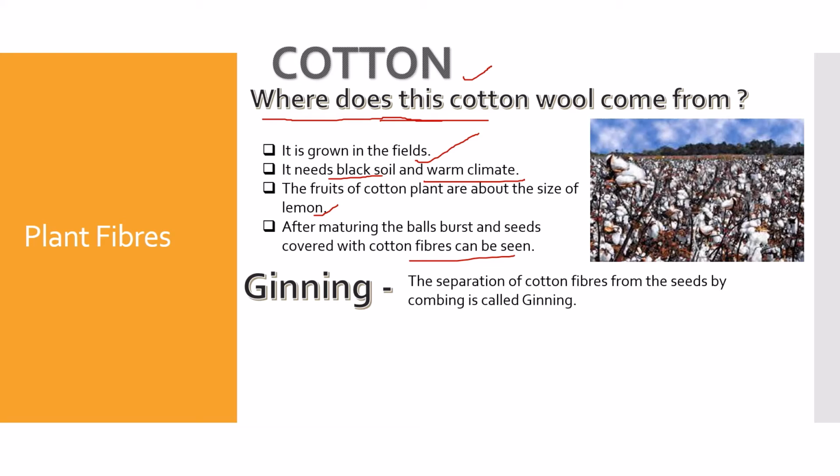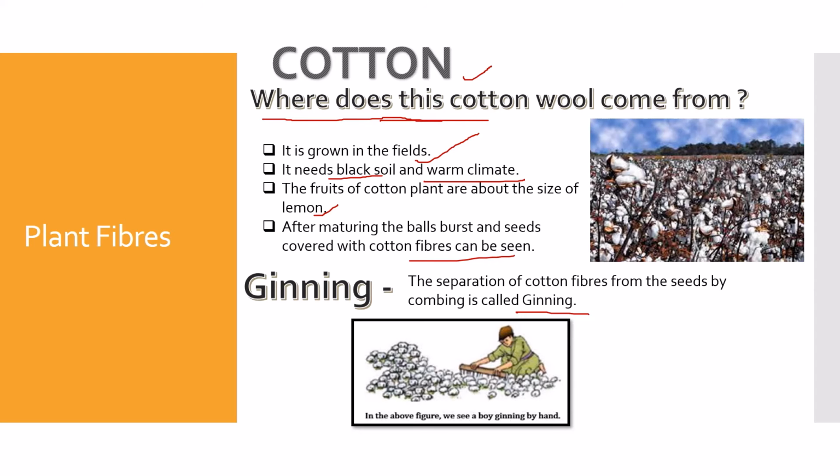From these balls, cotton is usually picked by hand, but the fibers are then separated from the seeds. ये cotton को हम seed से अलग करते हैं, and that is called ginning, the separation of cotton fibers from the seeds. In the above figure, we see a boy ginning by hand through a comb.